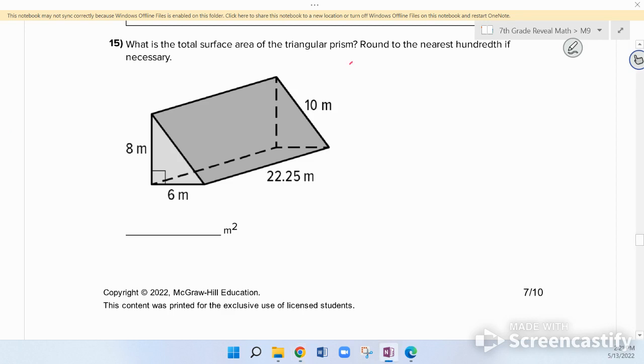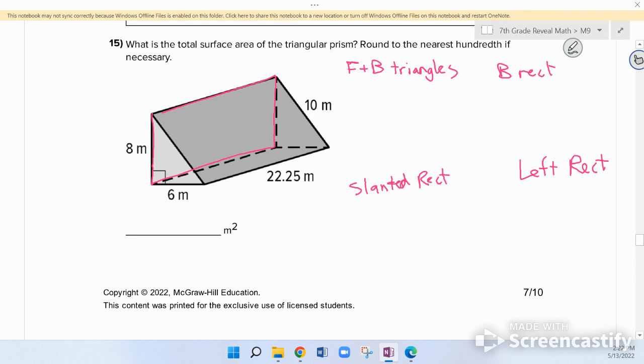5 faces. I'm going to call this the front and back triangles, because since it's a triangular prism, we have 2 matching ones. So I'm going to take care of those at once. Then I got this bottom, I'll call it the bottom rectangle. I got the, I don't know, let me call this the slanted rectangle. You call it what you want, what makes sense to you. What I'm talking about there is this big slanted one. And then I got the, I don't know what I want to call this one, the left rectangle. The back rectangle, I don't know. You call it what you want. Make sure that it makes sense to you.